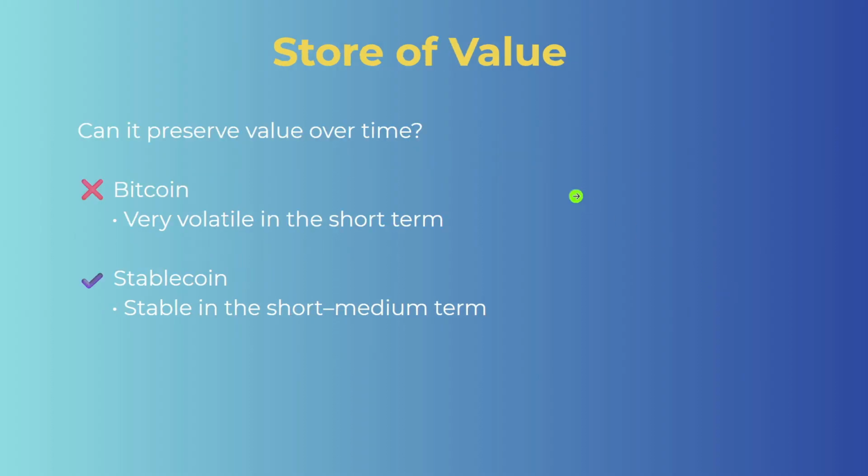What does it mean to be a store of value? Basically, it has to answer these questions. Can it preserve value over time? For example, Bitcoin, of course, accrues value over time, but it is very volatile in the short term, while stablecoins are very stable in the short and medium term.